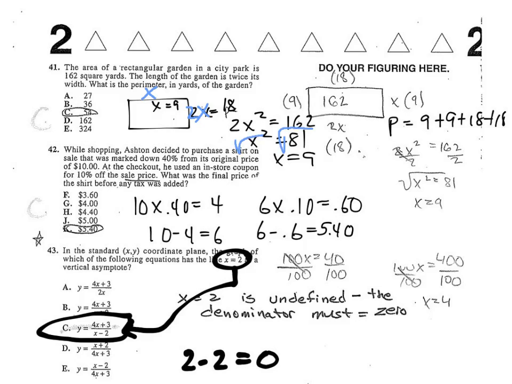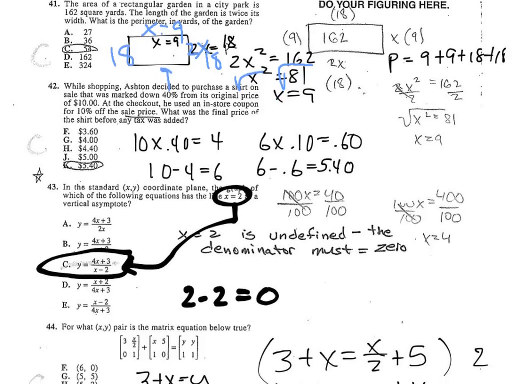So by substituting those values back, we'd have 9 on one side and 18 on the other, and combining the other sides, 9 and 18, we get a total perimeter of 54.